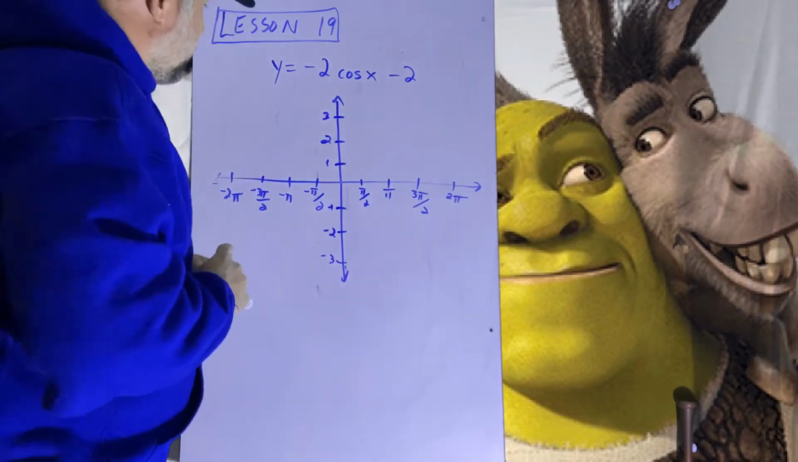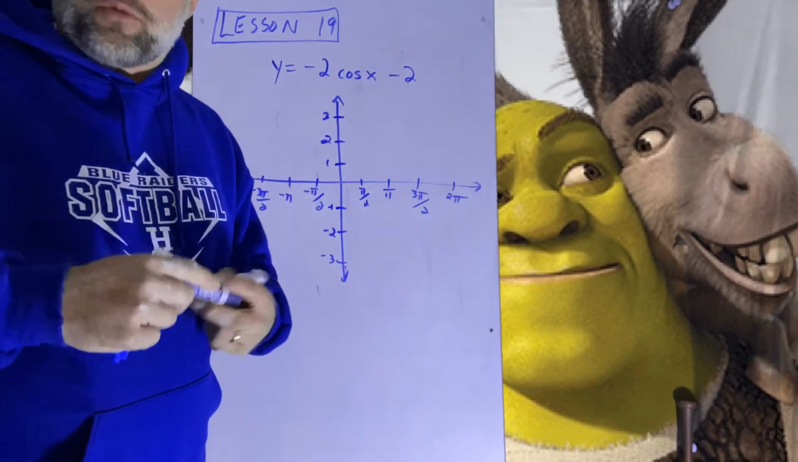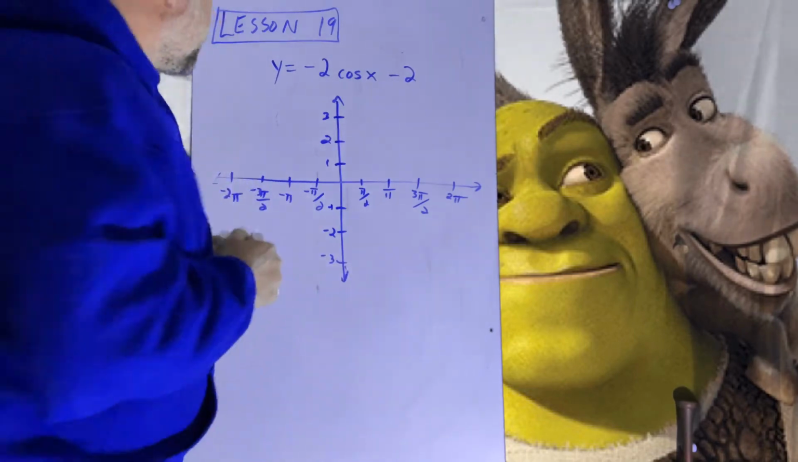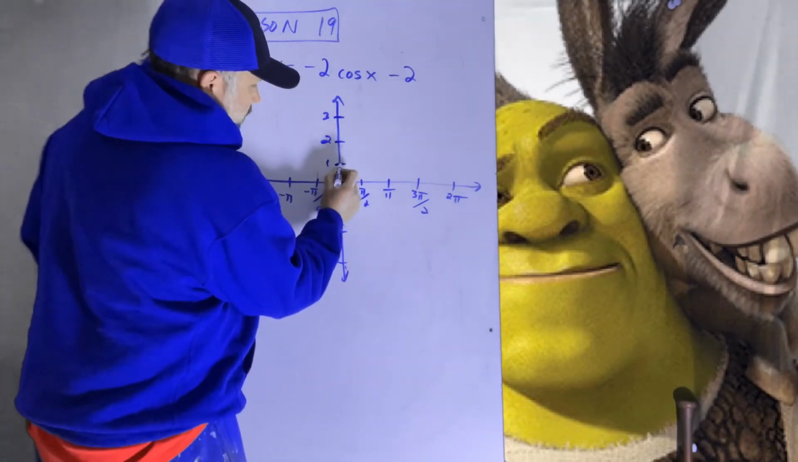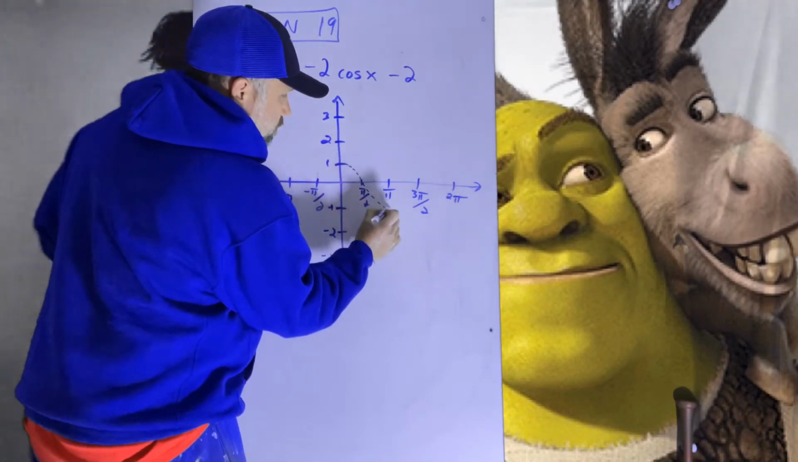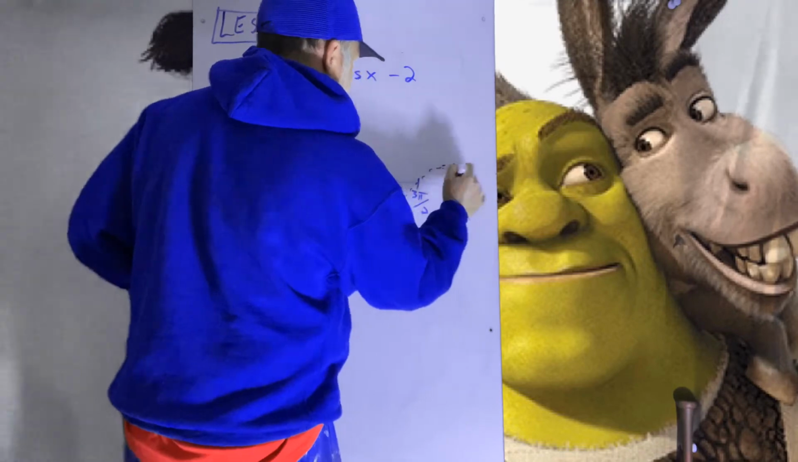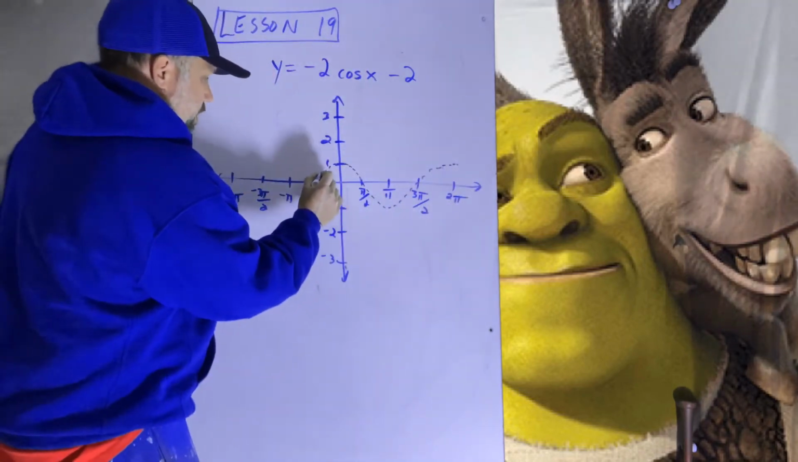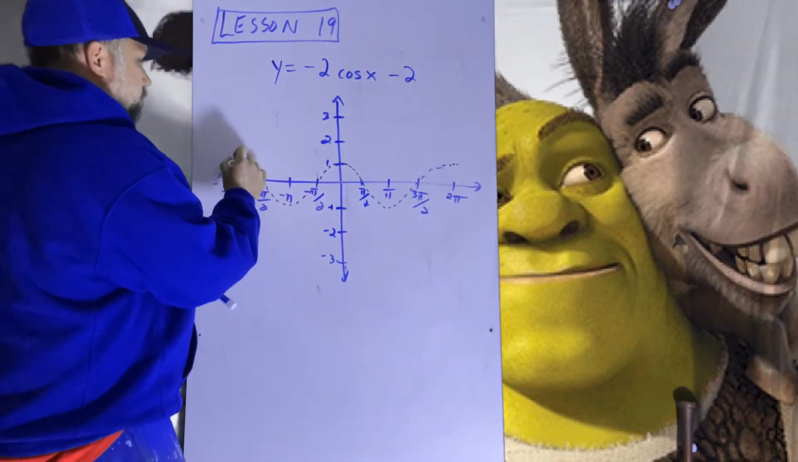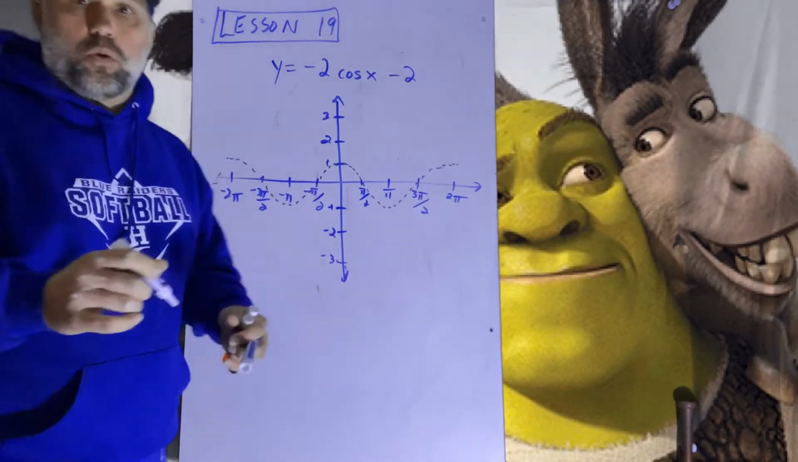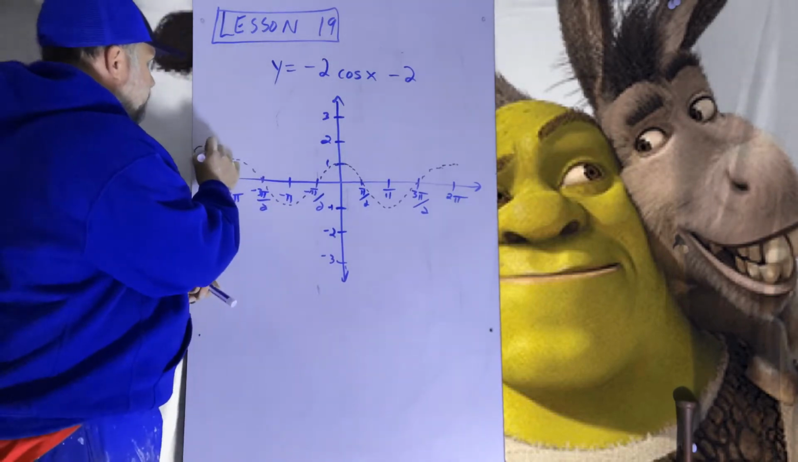All right, so I'm going to just lightly dot in what regular cosine looks like before anything's been done to it. So regular cosine is going to look like this. This goes up and finishes up right there, and it comes down and goes back up. That is regular old just cosine of x.